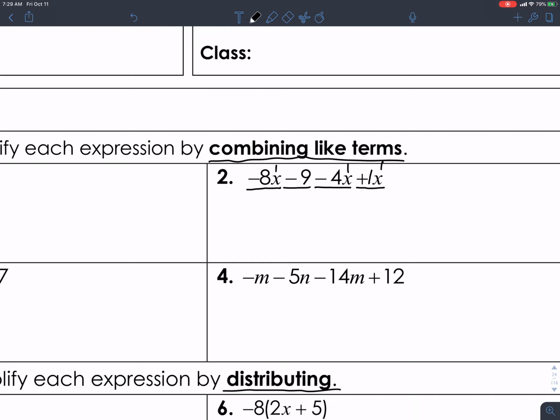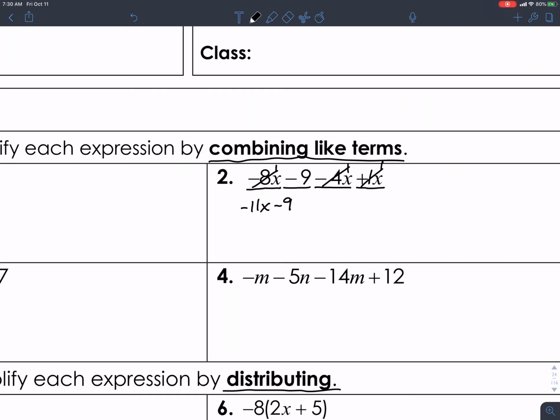A negative 8 plus a negative 4, and a negative 4 plus 1. So negative 8 minus 4, that's negative 12. Plus 1, that means I got to move to the right from negative 12. That gives me a negative 11x. So now I am done with those 3 terms. All I'm left with is a constant. A constant is a number that has no variable with it. That negative 9, there's nothing to combine it with, so I just put the negative 9 at the end. What you want to try to do is put your variable terms first and put your constant terms second.